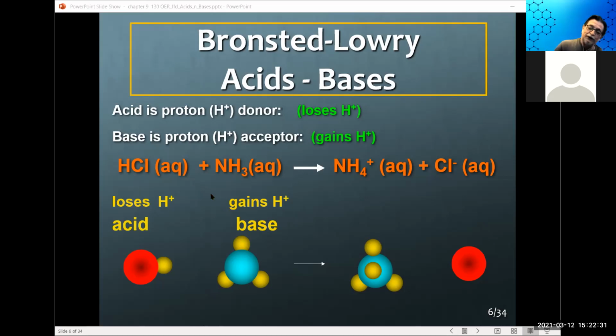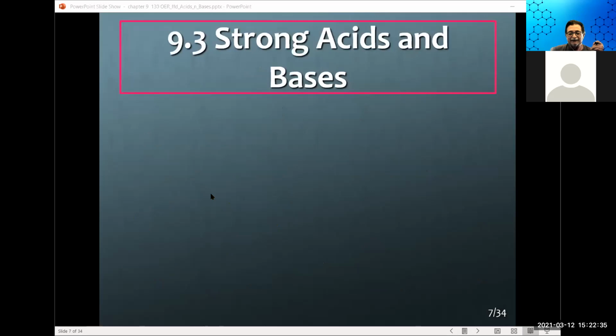You can treat it with a little vinegar and that'll take care of it. So, smelling vinegar. All right. Strong acids and bases. What do we mean by that? Simply put, a strong acid and a strong base totally dissociate 100%. Okay, that's it. If it's weak, it doesn't dissociate 100%. That's all there is to it.